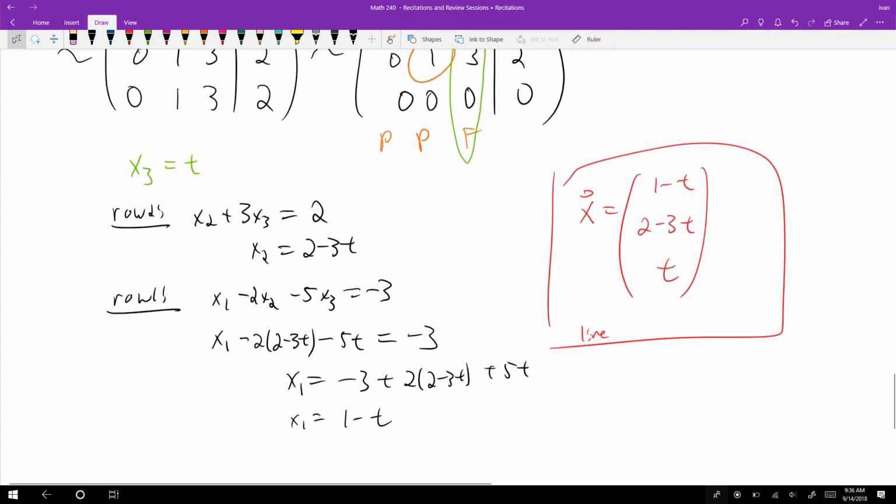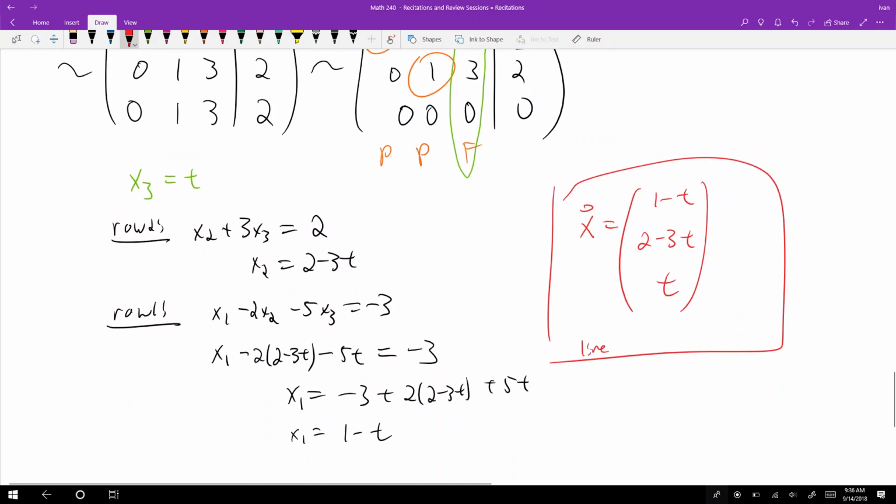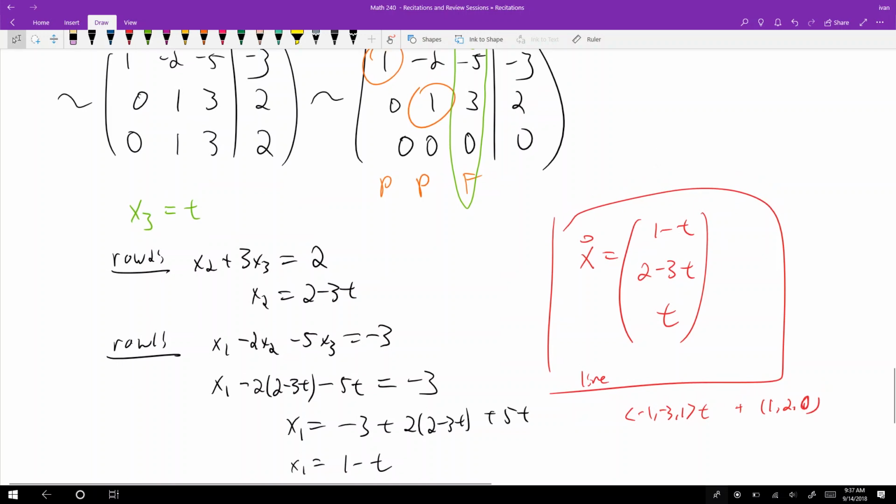And again, if you're not convinced why this is a line, we can also write it in the form negative 1, 3, 1 times t plus the point 1, 2, 0. Does that seem familiar? Yeah. So it's a line. We're just writing it all together as a column vector. And okay, so I have an infinite number of solutions.